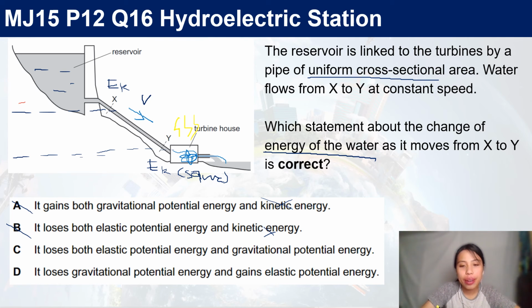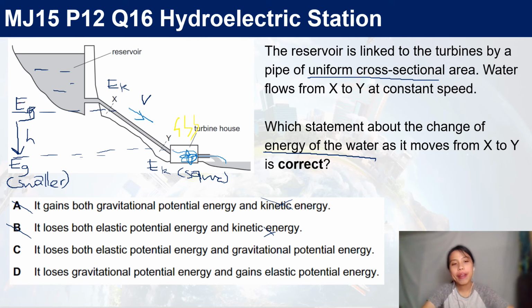Anyway, for this case, I'll just say you have some gravitational potential. Let's use G. And you go down to another G, which is actually smaller because you have decreased in height. Okay, so your gravitational potential has decreased. Let's look at C and D. Loses gravitational, loses gravitational. Okay, so both C and D are possible.